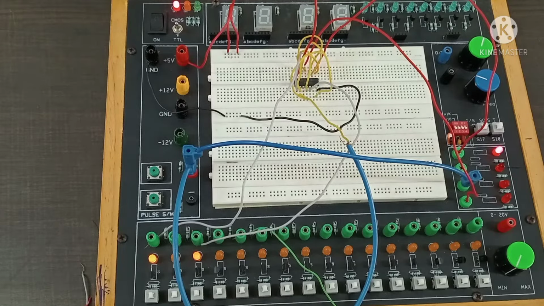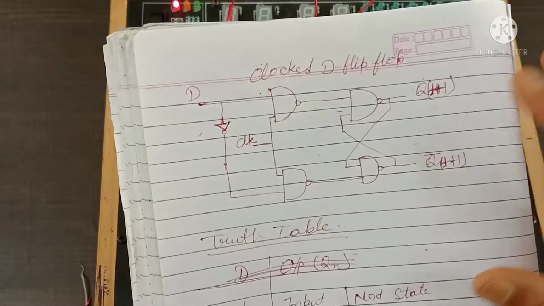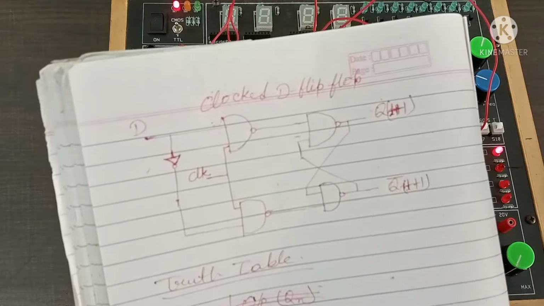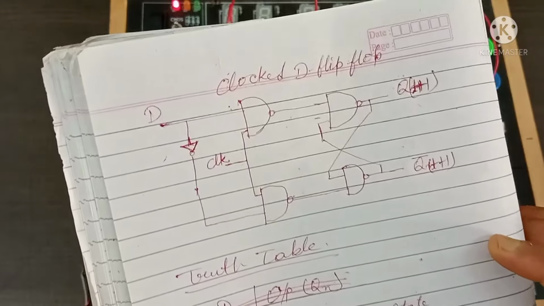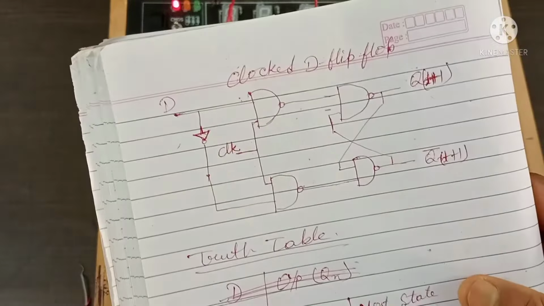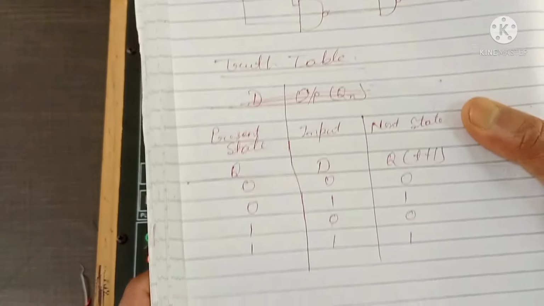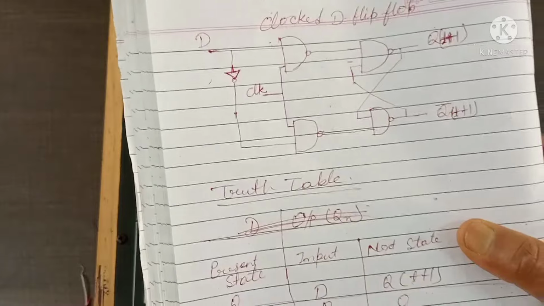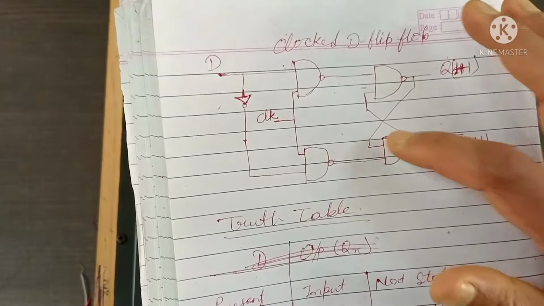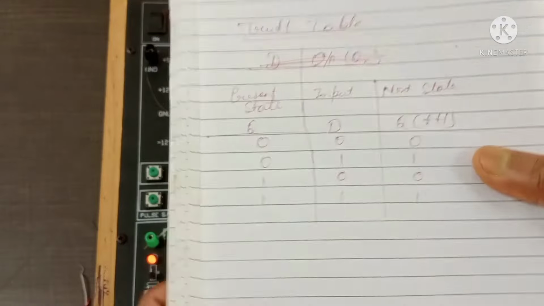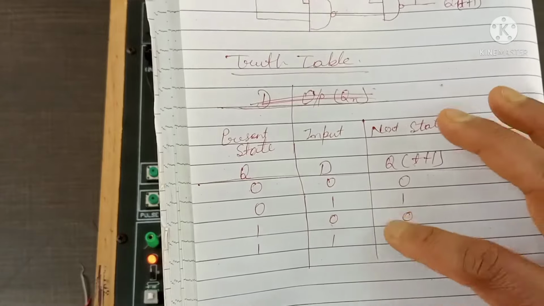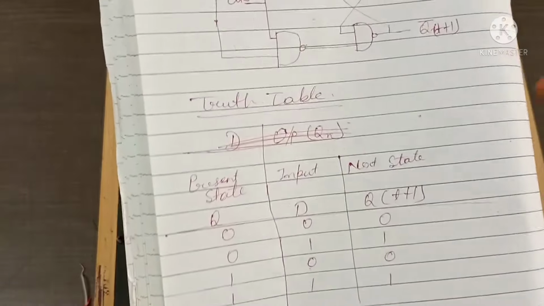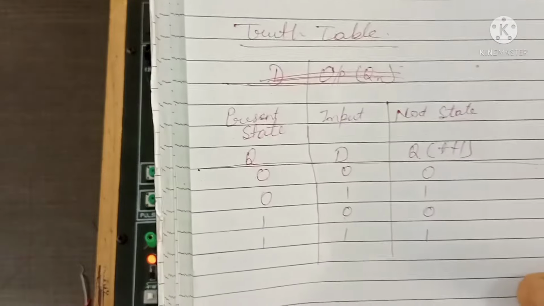Now I'm going to explain the clocked D flip-flop. We can use only 4 NAND gates and 1 NOT gate for designing this clocked D flip-flop. And the truth table is here. This is the circuit diagram, according to which I will make the circuit connections, and this is the truth table. We have to see whether this D flip-flop circuit is working according to this truth table or not.